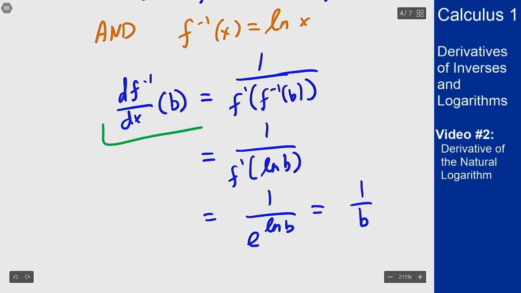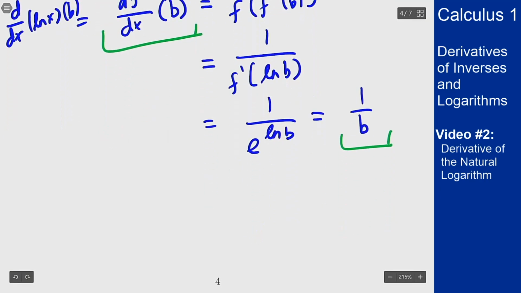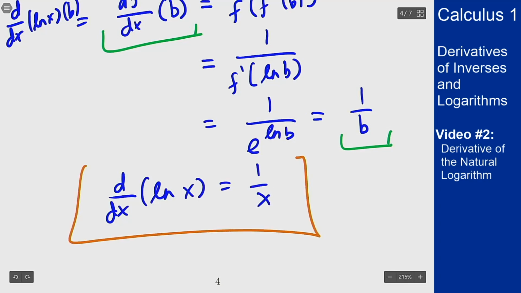So going from here to here, and knowing that this was actually the derivative of log at b, this tells me that the derivative of log of x is 1 over x, just substituting b's in for x's.